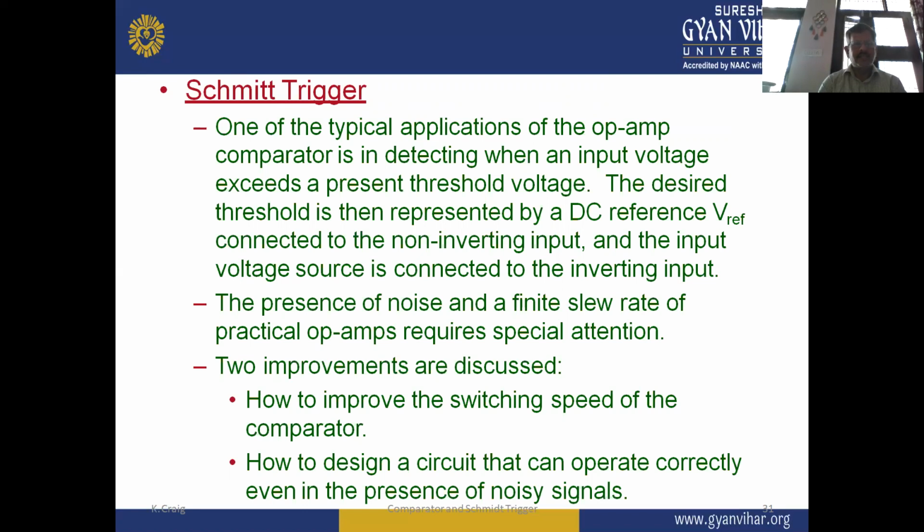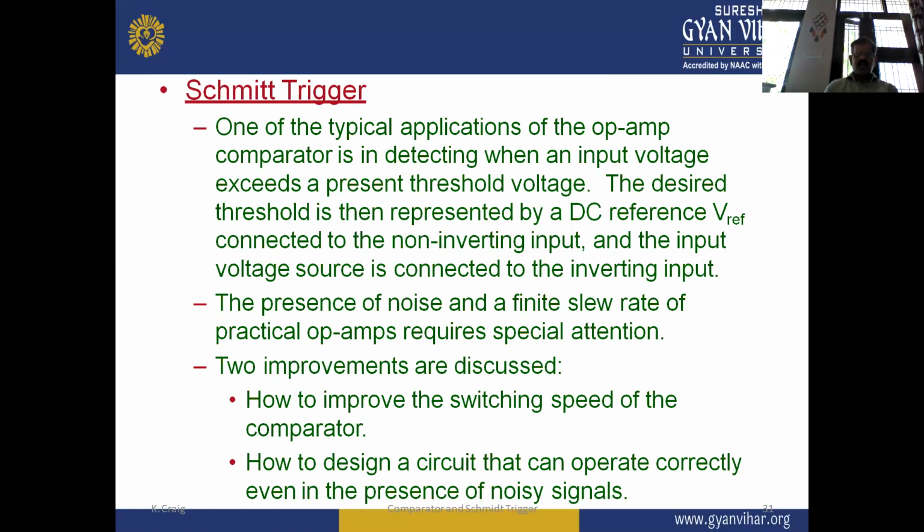So the next device is the Schmitt trigger. This is also a square wave generator. In the Schmitt trigger, one of the typical applications of an operational amplifier comparator is in detecting when an input voltage exceeds a preset threshold voltage. The desired threshold is then represented by a DC reference, V reference, connected to the non-inverting input, and the input voltage source is connected to the inverting input.